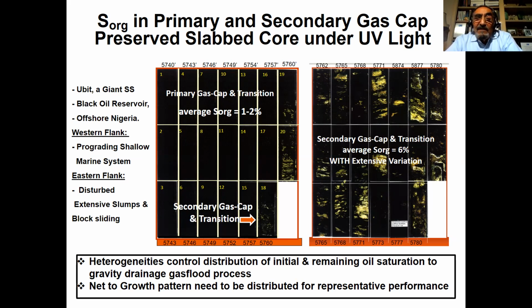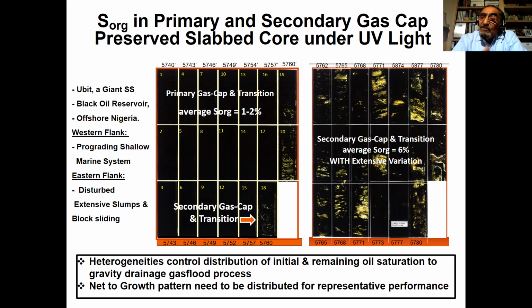The reservoir consists of two flanks. The two flanks are connected together, and the western part is a prograding shallow marine system. The eastern part is disturbed. It is the same formation, but disturbed, with extensive slumps, what they call very small faults. So when you have a lot of small faults, gas injection is short-circuited. The gas moves through these slumps without displacing the oil in a stable fashion.